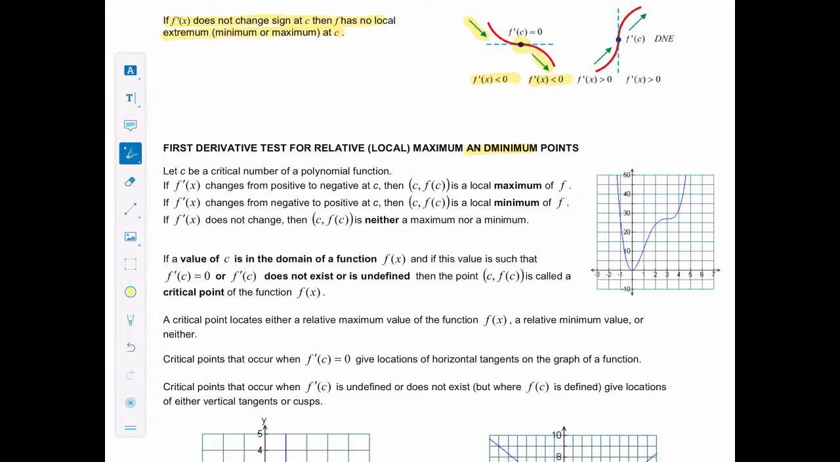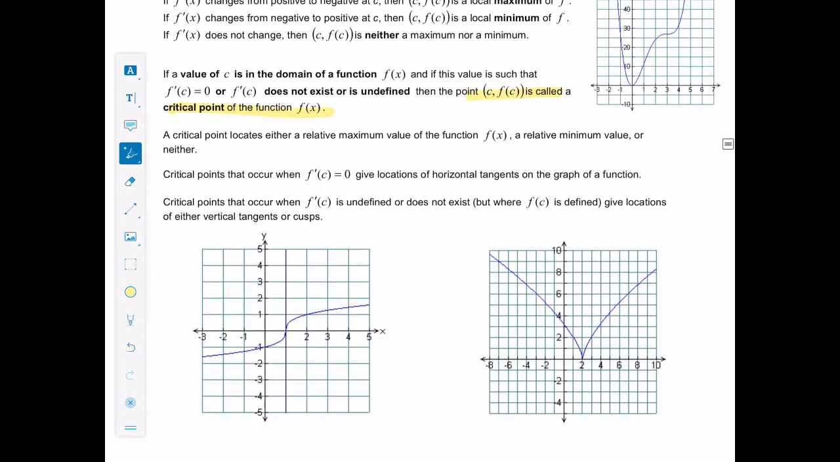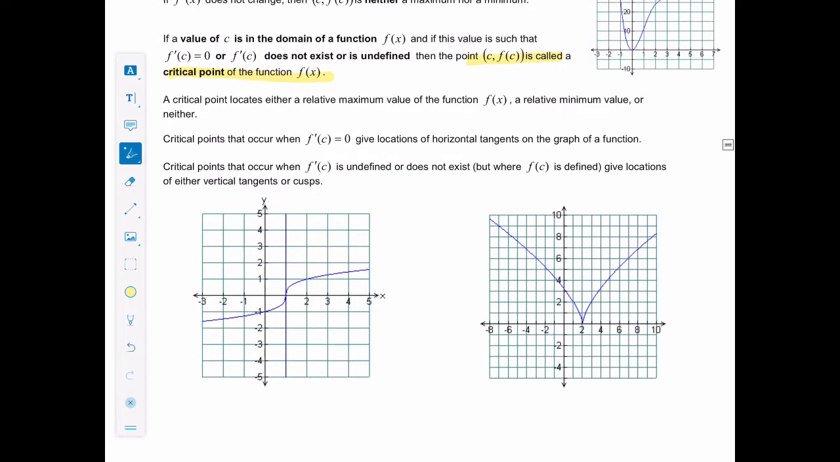If a value of c is in the domain of the function f of x, and its value is such that f prime of c is equal to 0, or f prime of c does not exist or is undefined, then the point c, f of c is called a critical point of the function. So they're all critical points no matter what we do. A critical point locates either a relative maximum value of a function, a relative minimum value of a function, or neither. The max or min is the obvious one, and neither would be the corner or the cusp.